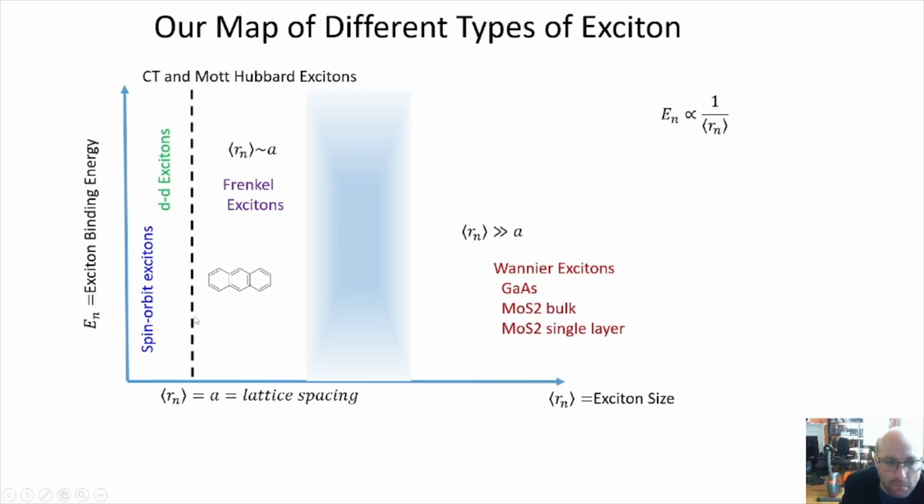As we go on in the mini course, we'll be looking at precisely this dashed line and even some circumstances where the size of the exciton is smaller than the lattice spacing, and those are really interesting species of exciton where we can sort of expect some novel properties.